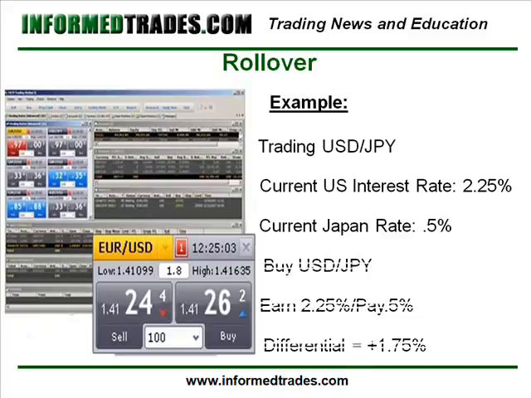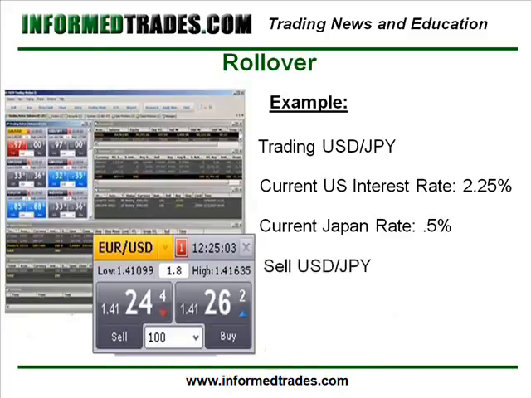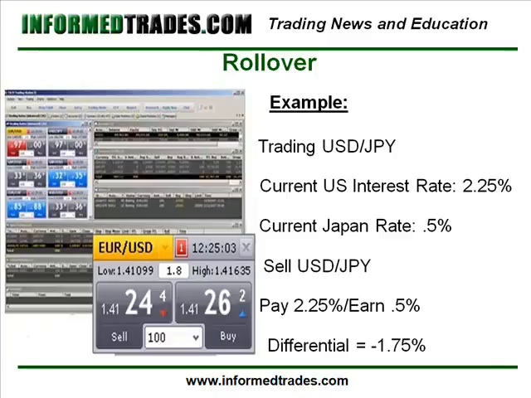If we were to sell the dollar-yen currency pair, then we are short or borrowing US dollars at an interest rate of 2.25% and long or holding Japanese yen at an interest rate of 0.5%. So in this case, the interest rate differential is against us by 1.75%. So we will pay interest if we hold this position past 5 p.m.